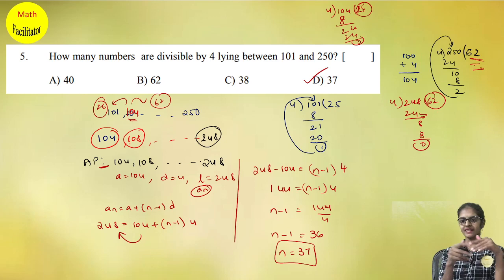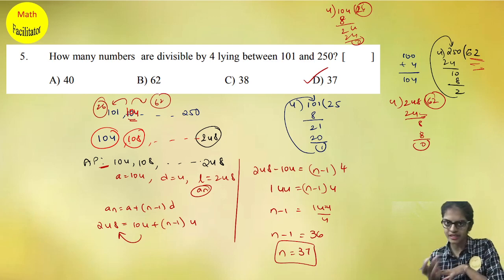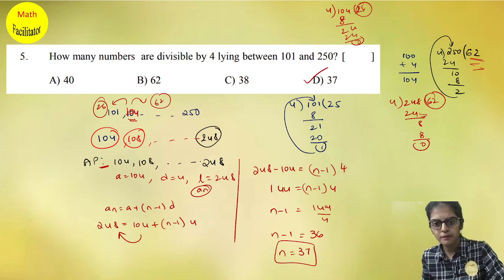Okay, but here they are starting from 101. So before numbers, these 26 numbers you will have to remove. 25 actually. Okay, 25 you will have to remove. Understood? If you remove 25, 62 minus 25, you will get the answer. Is it clear, people? Everyone? Any doubt here?